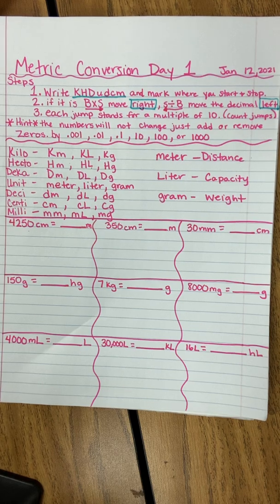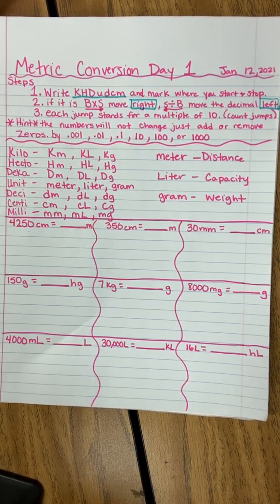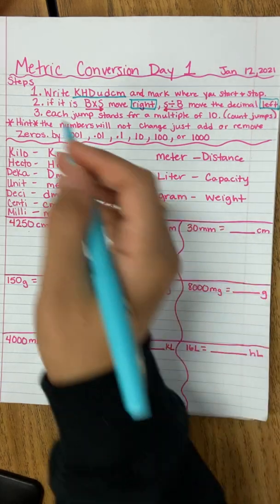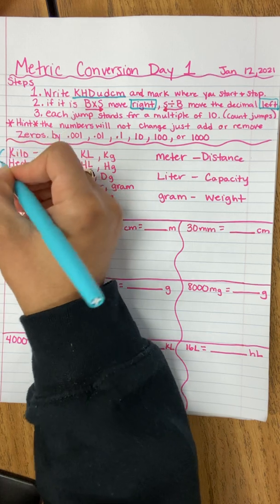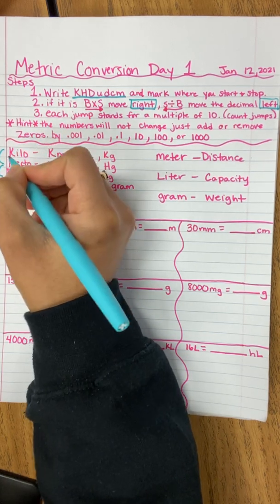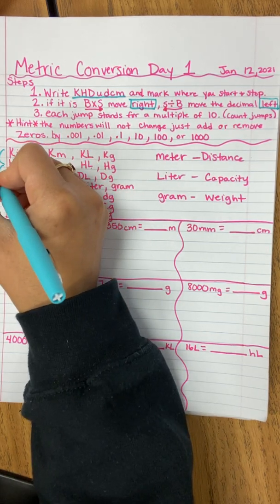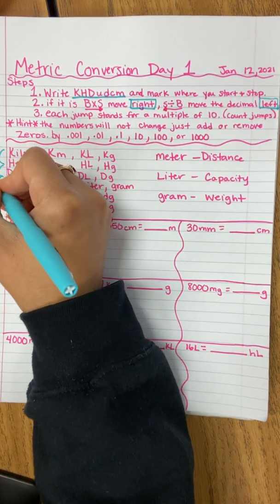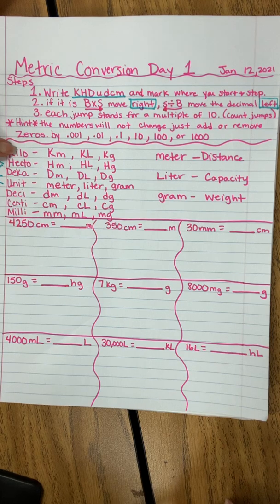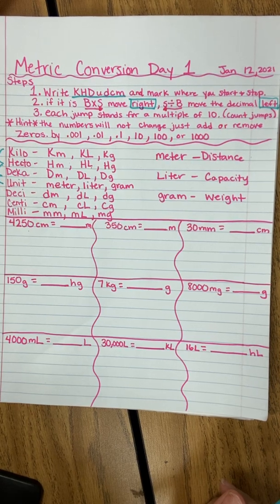Now, each time we move a place stands for a jump, and these are multiples of 10. Like from kilo to hecto would be times 10. Hecto to deca, there are 10 units in between there. Deca to unit, 10 units in between there. So if I was going from kilo to unit, 10 times 10 is 100, times 10 is 1,000. So there's 1,000 between there.